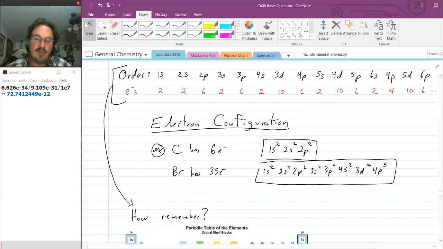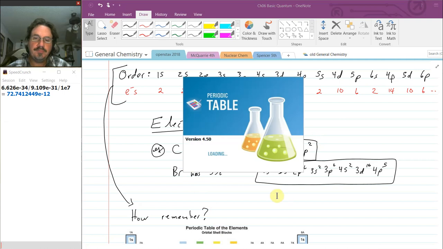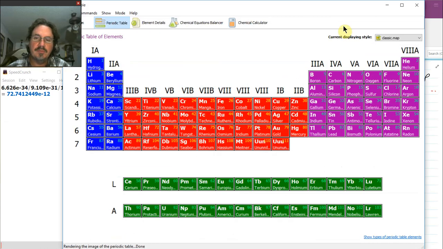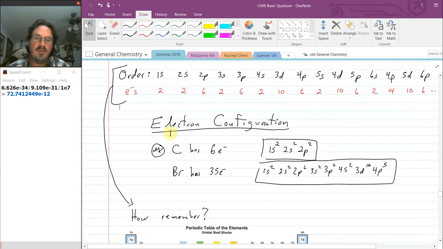What about bromine? Again, look at the periodic table. I closed it by mistake. There we go. Periodic table, here's bromine, 35. 35 electrons. So I'd have to fill these up with 35. Well, I can get 2 here, and 2, and 6, and 2, and 2, 6, and 2, and 10. I keep on going until I reach 35 total electrons.